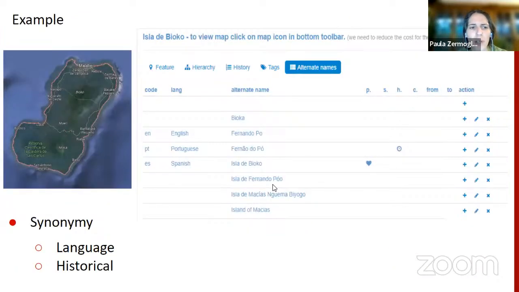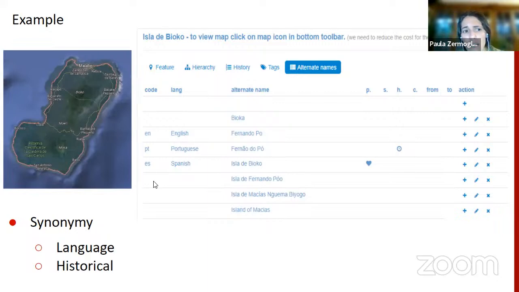And so one example of this is this island that is called Isla de Bioko in Spanish. This island has been under colonization from the Portuguese first, and then they passed it to the Spanish. This island is off the coast of Guinea. And we can see here different alternative names that it has been given. So we have some here that are in Portuguese. We have the English version of the Portuguese name, and we have the Spanish name for it.